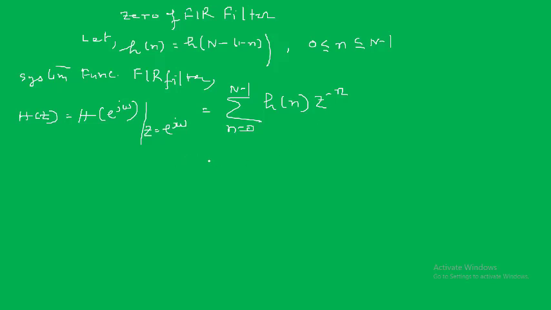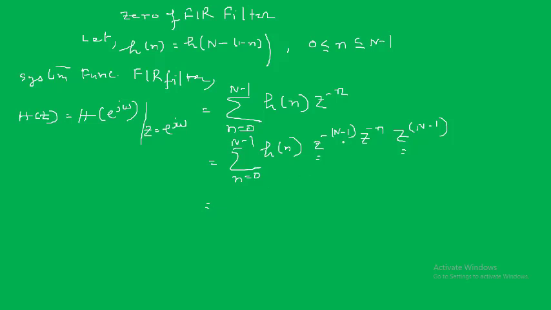So now we can expand this in this way: summation n equal to 0 to N minus 1 of h of n z to the power of minus n, times z to the power of minus (N minus 1), times z to the power of N minus 1. These two terms are reciprocal of each other, so if we multiply them, we get 1. That will not make any difference to this equation. Basically we are rearranging this equation.